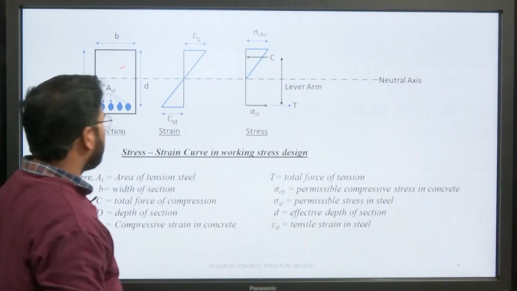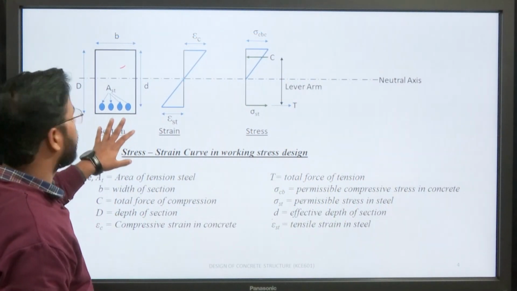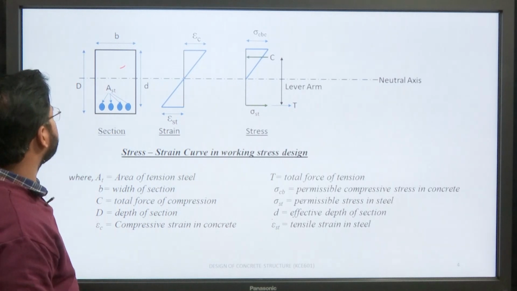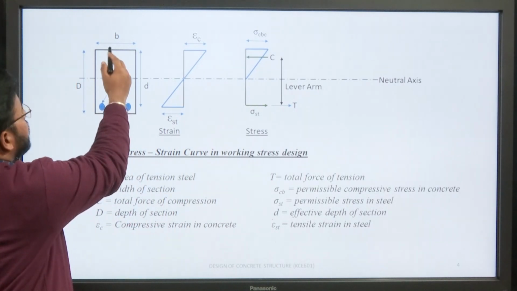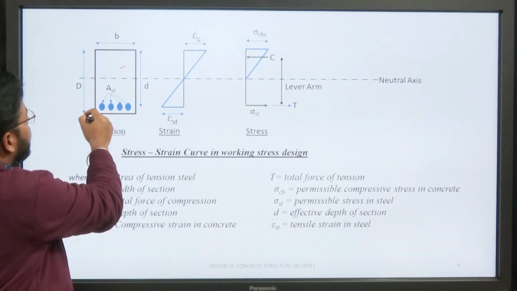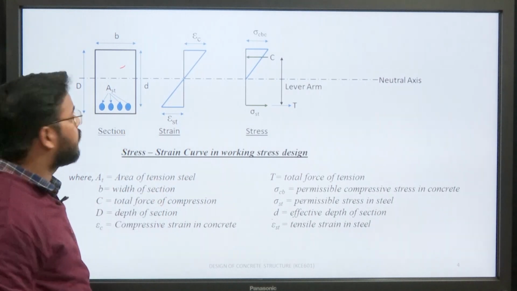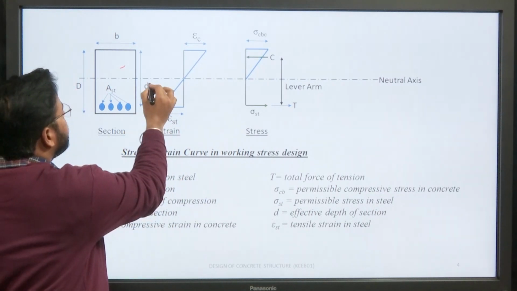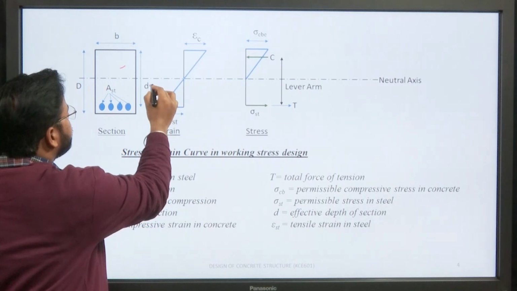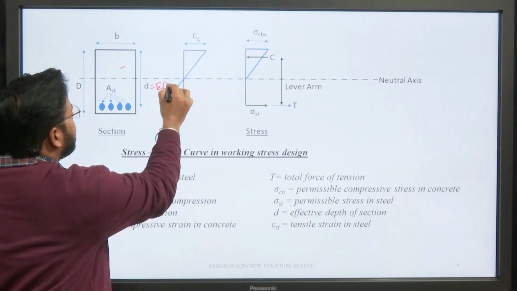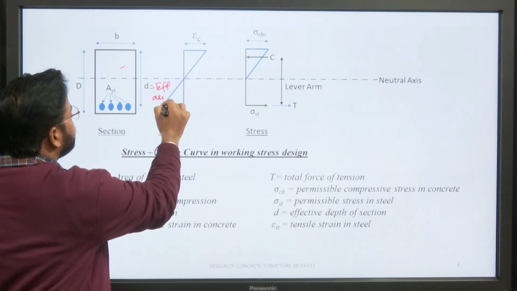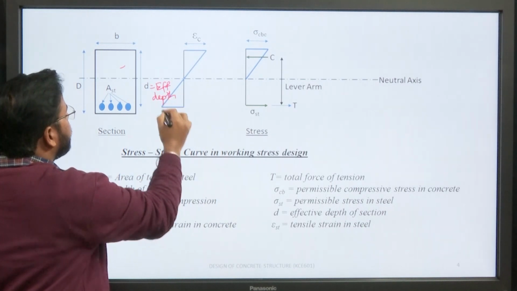So, we already discussed this is the cross section of a reinforced concrete structure, this is steel, this is the width of the beam and this is the total depth. Now, the most important term is this D, which is basically called effective depth. What is effective depth?